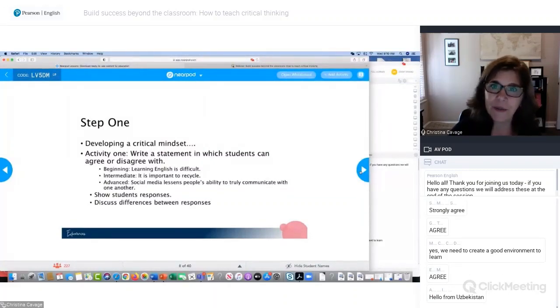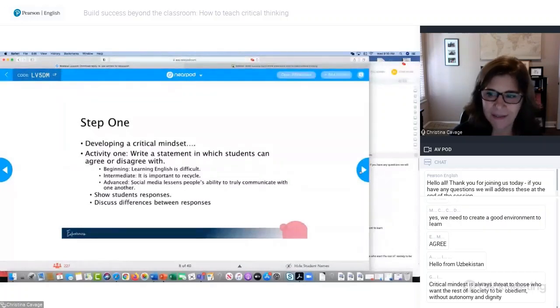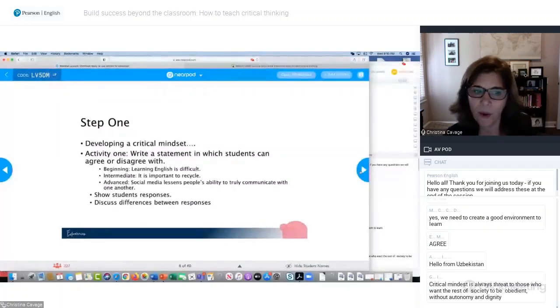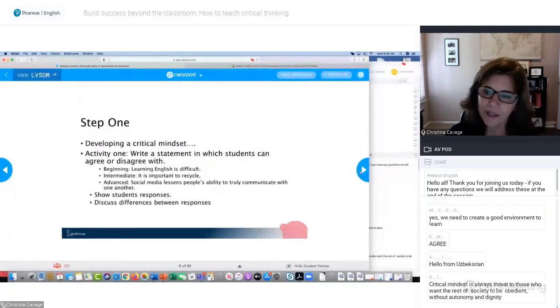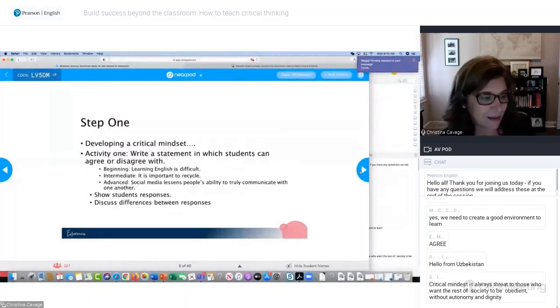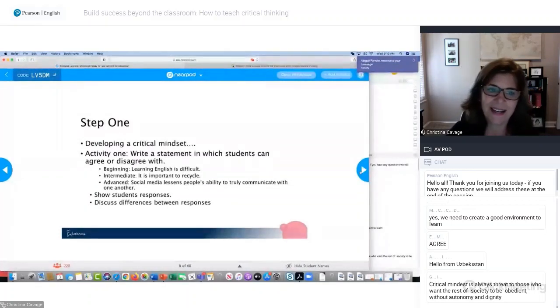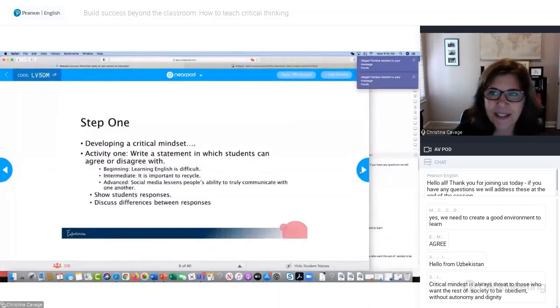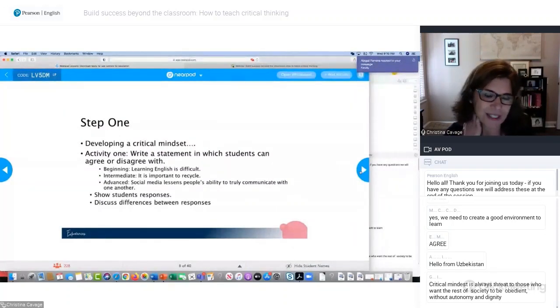Now, in the beginning, we want to prompt that why, right? In the beginning, we want to prompt that why. But later, we want students to understand that it's not enough to say they agree or disagree, but that they have an idea behind that. Okay. And so really important here, it's a first step in developing a critical mindset.